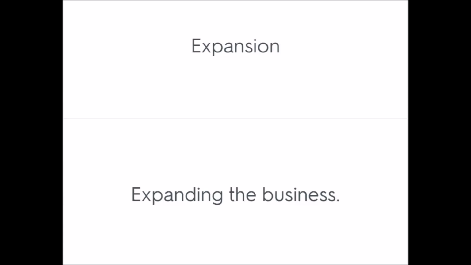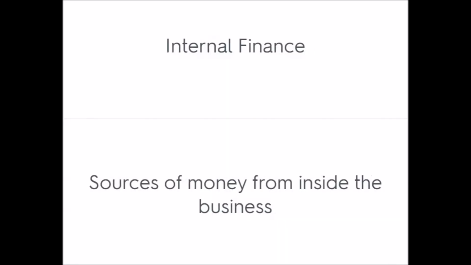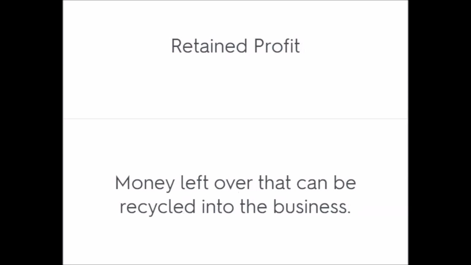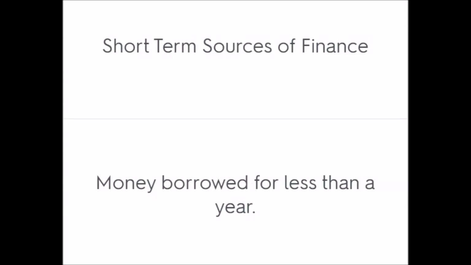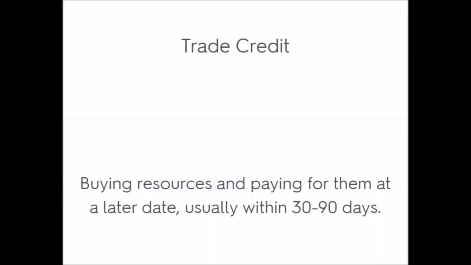Expansion. Expanding the business. Internal finance: sources of money from inside the business. Retained profit: money left over that can be recycled into the business. Short-term sources of finance: money borrowed for less than a year. Trade credit: buying resources and paying for them at a later date, usually within 30 to 90 days.